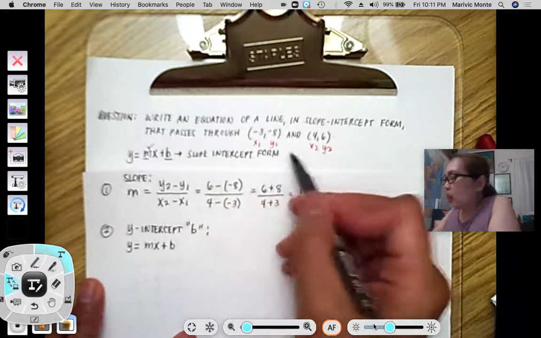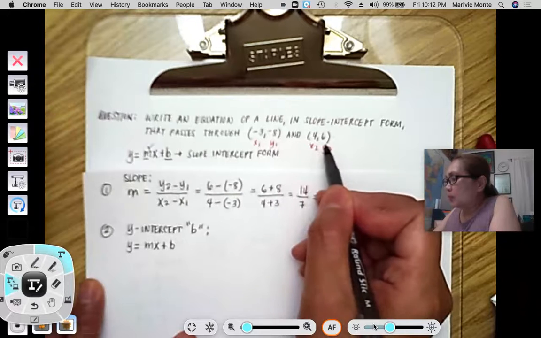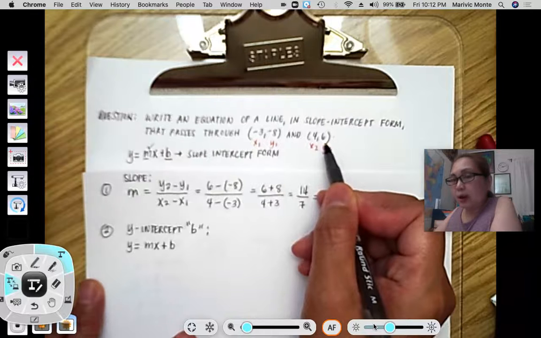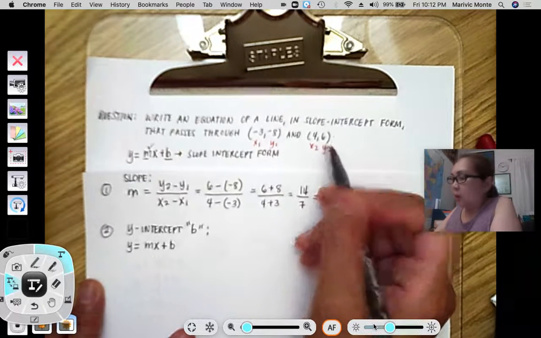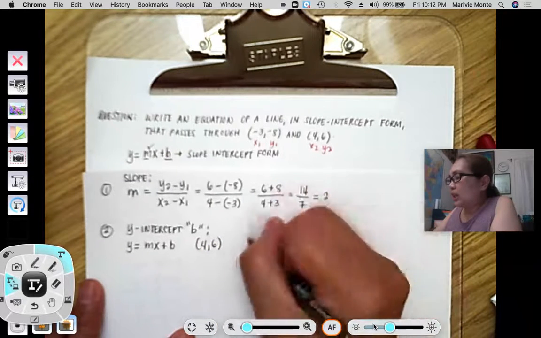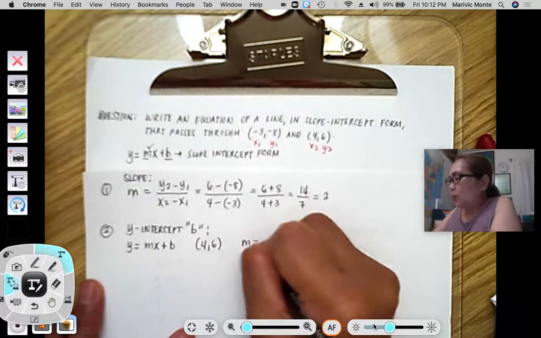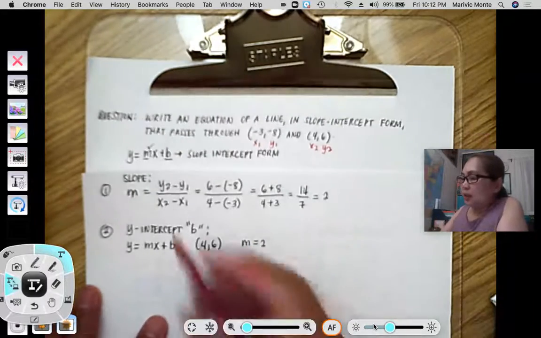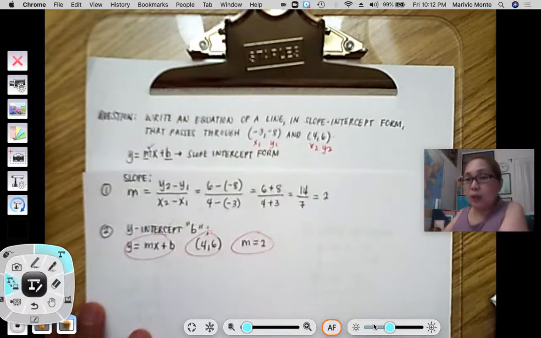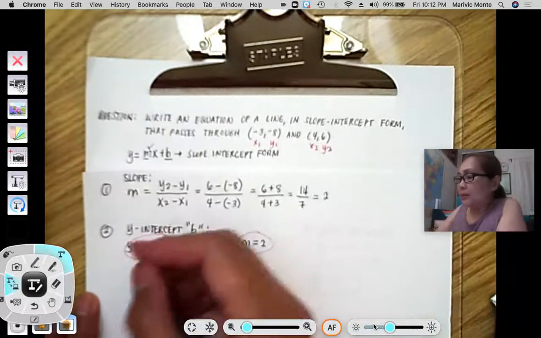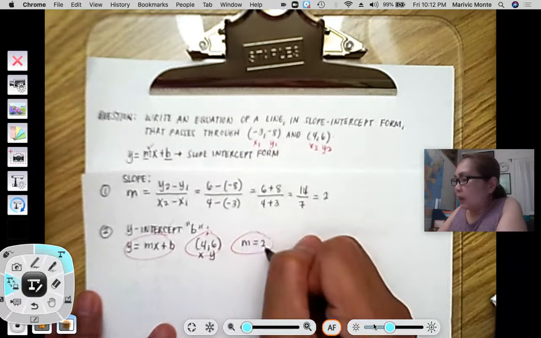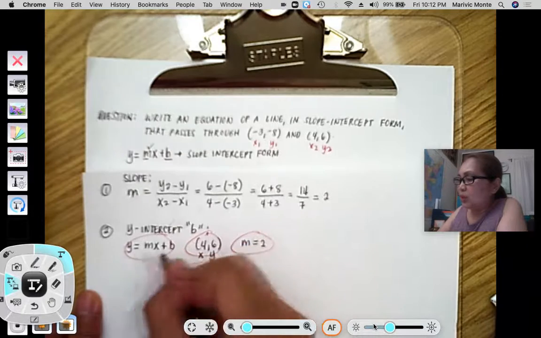We also need one of the points. We need the coordinates of the point, and I would choose 4, 6 just because they're all positive. It's easier to work with. So I'm going to put here 4, 6. And I'm also going to need the value of my slope. I'm just going to circle these to emphasize that these are the three things I will need to look for my y-intercept in this case. So I would label this as my x, and that's my y. And of course, slope m is 2. And substitute them in here.